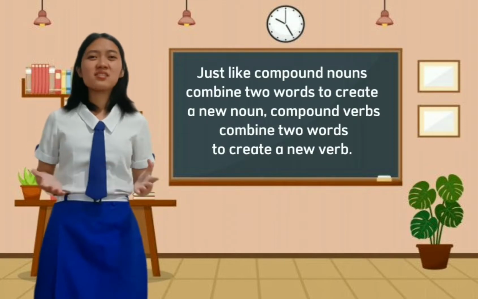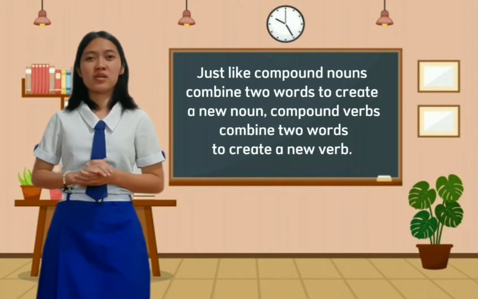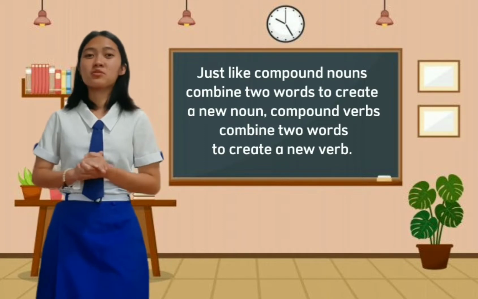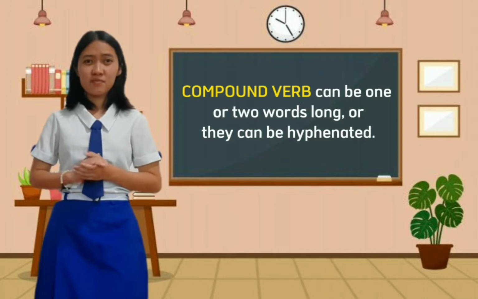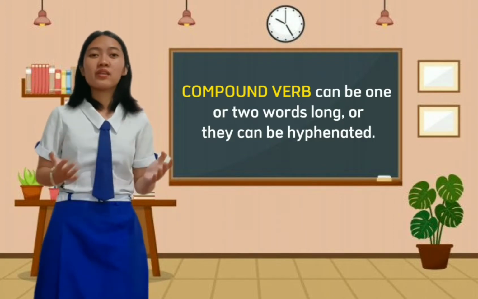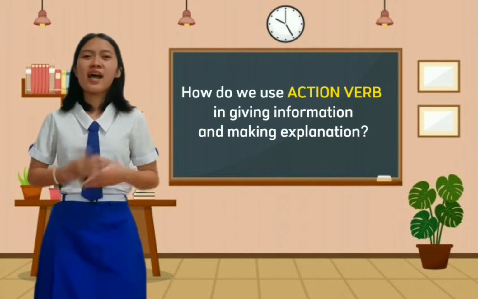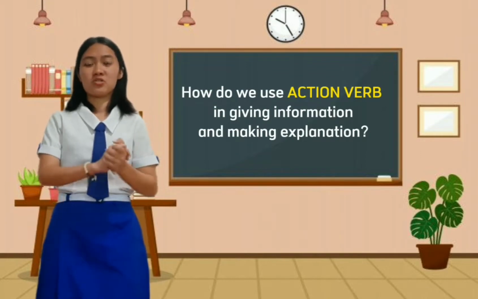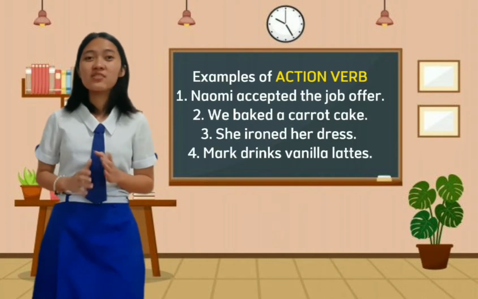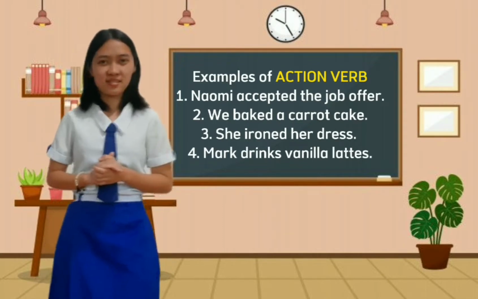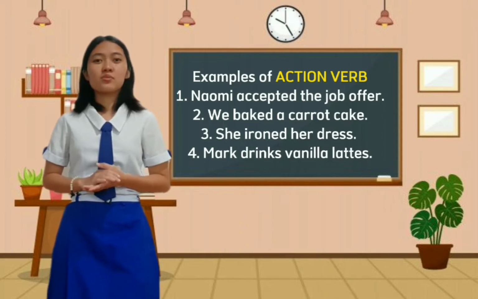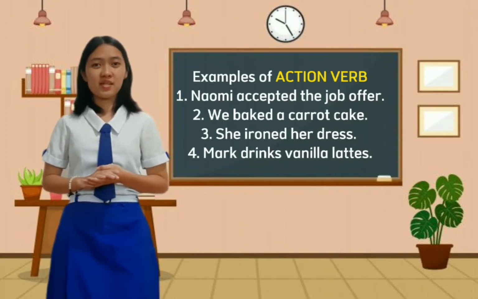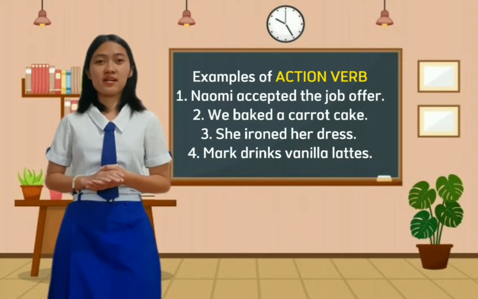Just like compound nouns combine 2 words to create a new noun, compound verbs combine 2 words to create a new verb. Compound verbs can be 1 or 2 words long, or they can be hyphenated. How do we use action verbs in giving information and making explanation? Here are examples of action verbs in a sentence. Naomi accepted the job offer. We baked a carrot cake. She ironed her dress. Mark drinks vanilla latte.